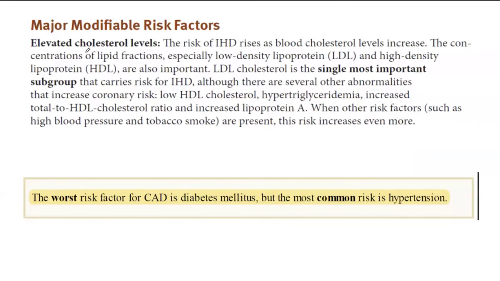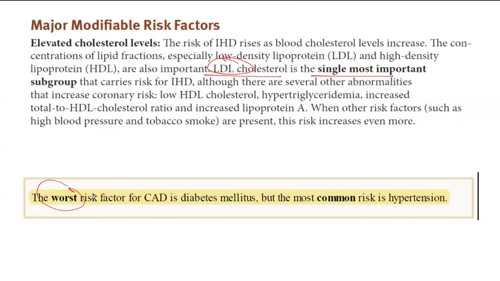Next. When a patient comes to us with chest pain, we always think first that it is likely to be a myocardial infarction until we can prove otherwise. So what are the risk factors for ischemic heart disease? The single most important cause of ischemic heart disease is elevated LDL cholesterol. So hypercholesterolemia, and among the hypercholesterolemia, high LDL is the single most important group that carries the risk of ischemic heart disease. So remember this, single most important is LDL cholesterol.